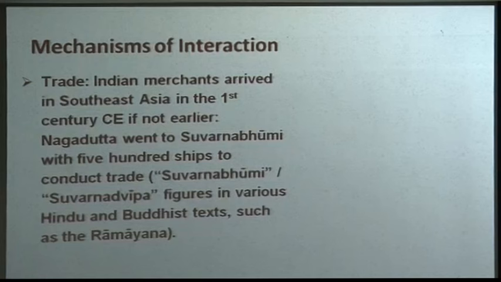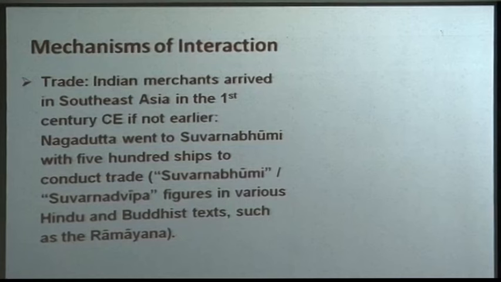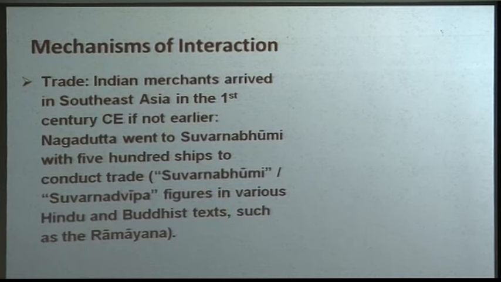And he goes with 500 ships, which might be a little bit of an exaggeration in all likelihood. A few centuries BC, it looks a little unlikely. But then he conducts trade, enriches himself, etc. And there are other texts confirming this kind of stories. So the trade with the eastern region is well known, even a couple of centuries BC in the literature.